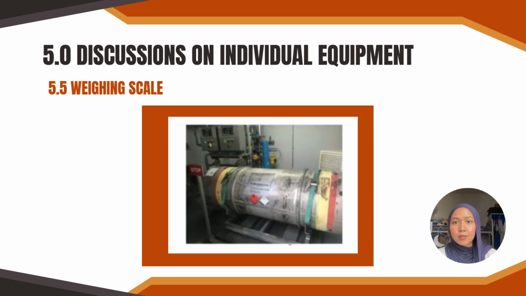Next is weighing scale. Ethylene oxide is toxic and highly flammable, so precise dosing is critical. Ethylene oxide is supplied in drums and injected based on weight measurement using a calibrated weighing scale. By comparing the drum weight before and after injection, operators ensure the correct dose, about 40 kilograms per cycle, is delivered into the chamber. This weight-based control is the primary method for ensuring safe and effective ethylene oxide concentration.